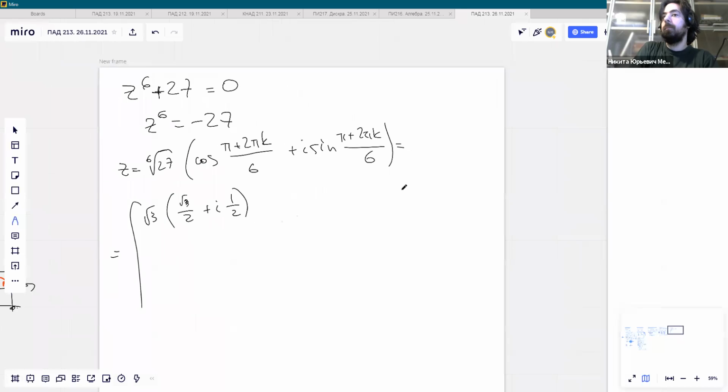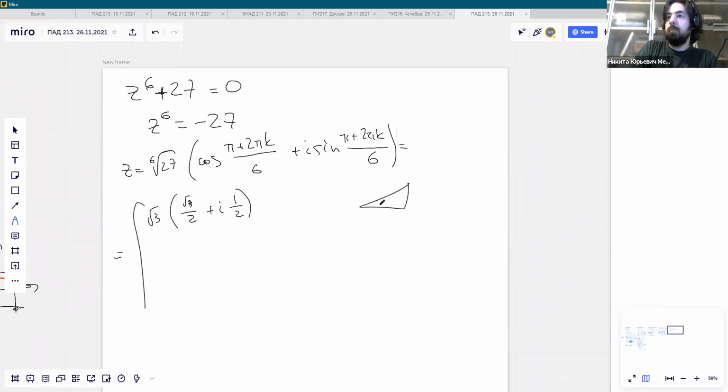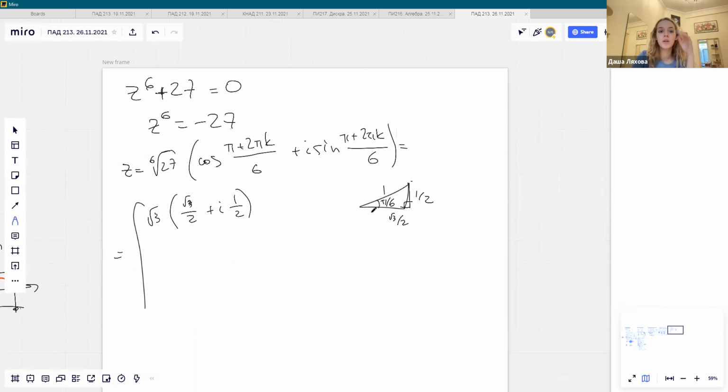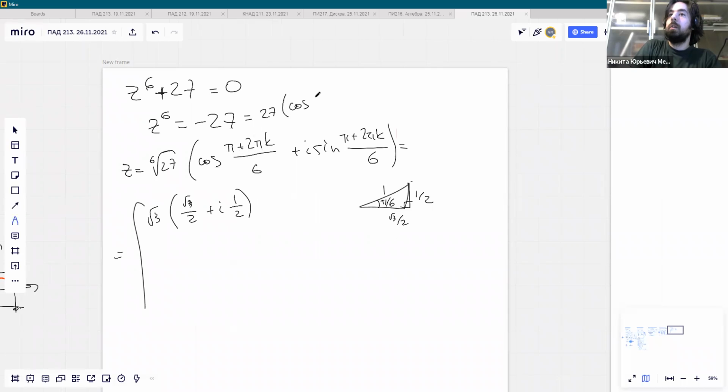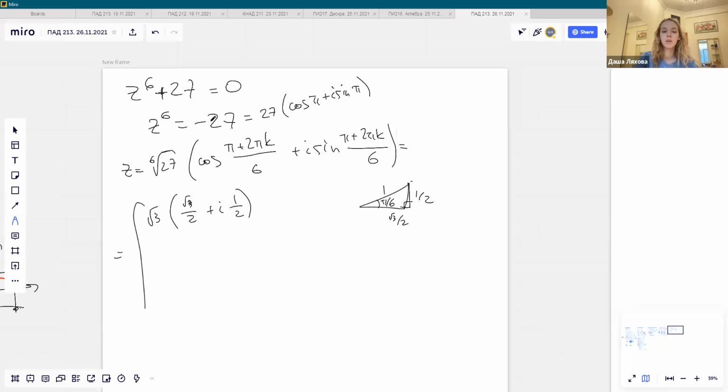Okay. Let me draw a picture for this. Pi over 6. How do you obtain (pi plus 2 pi k) divided by 6? Well, this is 27 times (cosine of pi plus i sine of pi), that is minus 27. So the same, I just didn't want to repeat it because it was in the previous problem the same way. So this is the first value.